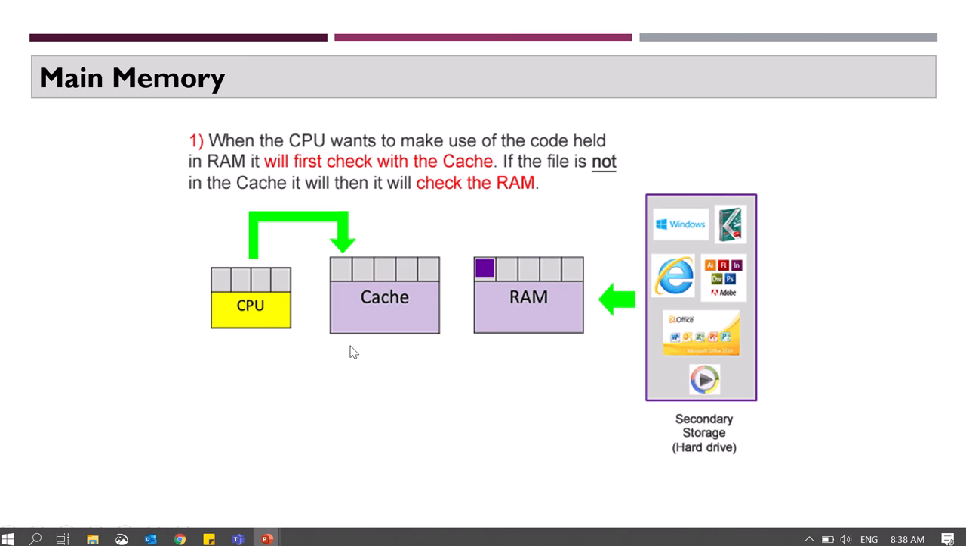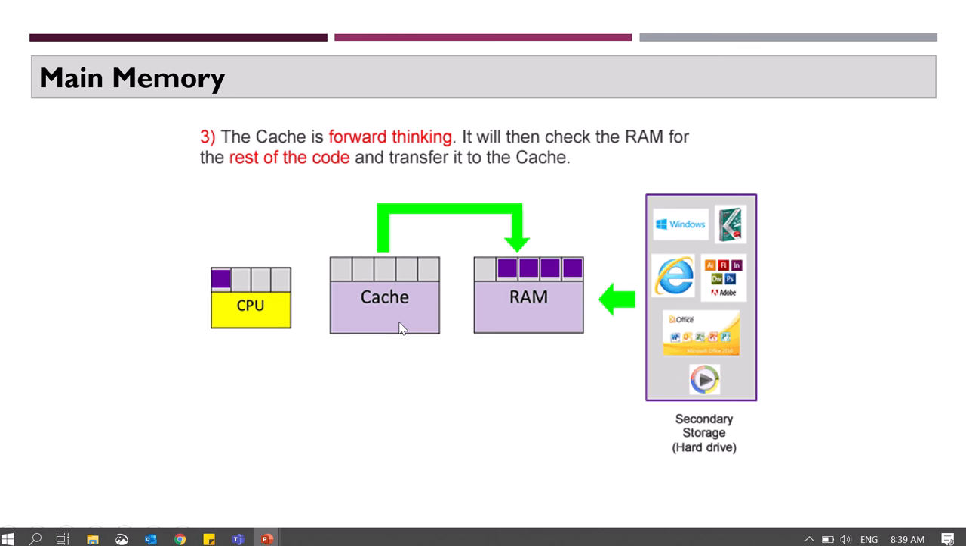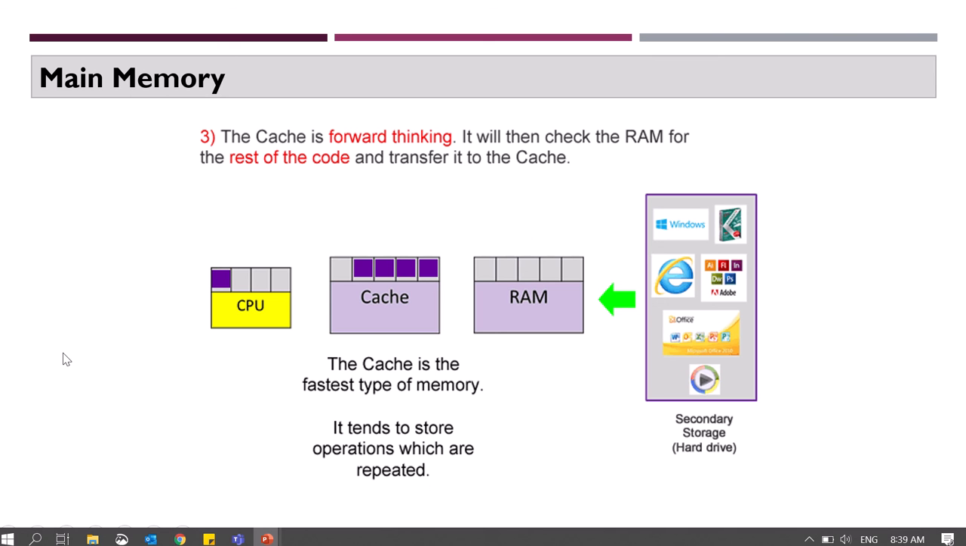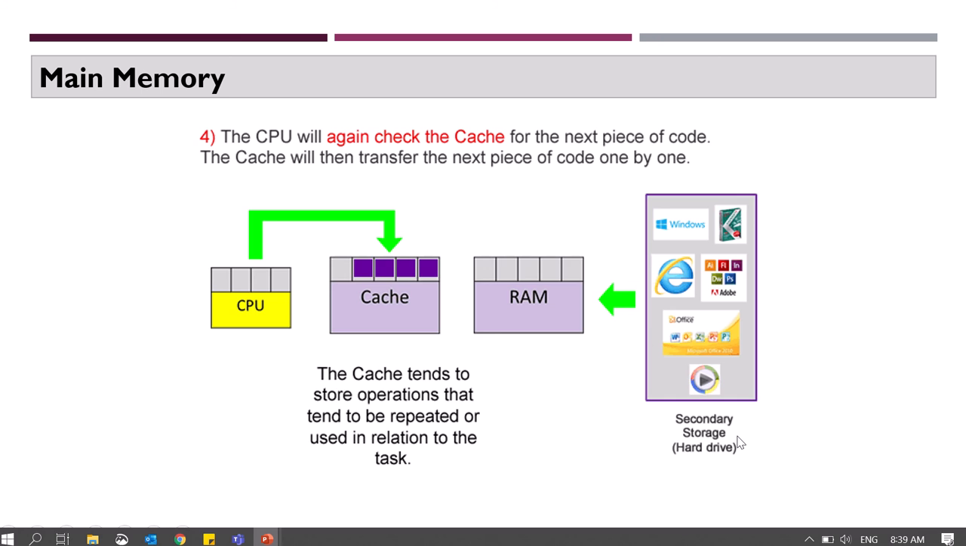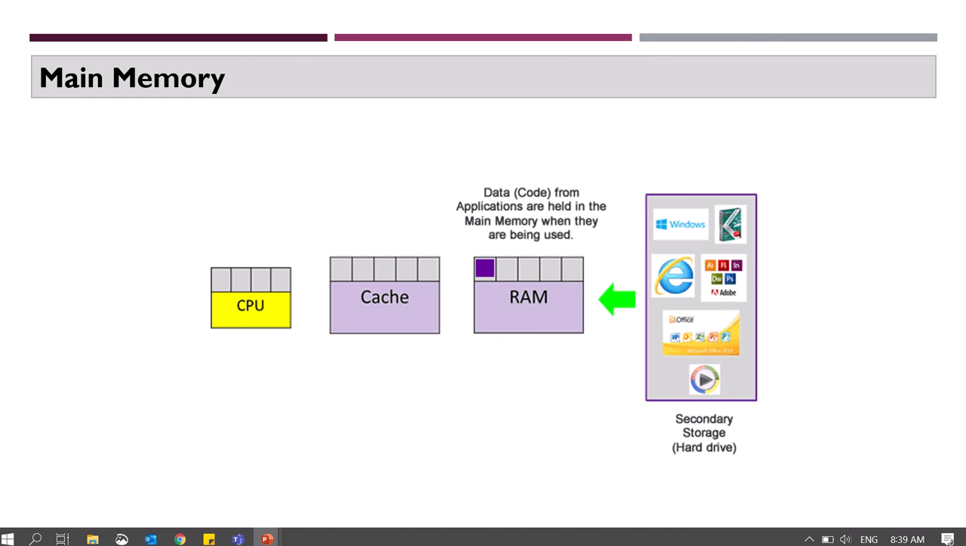Cache is a data storage which is in between the CPU and the RAM, such that if any data is already available in it because it's being taken up from the memory all the time, then it will be easy for the CPU to access this quickly rather than having to go all the way to the main memory to get the data. So that's why the CPU always checks the cache for the required piece of data, and if it's not in the cache, it will check the RAM and then transfer the next piece of data and so on. So you can see this GIF over here.